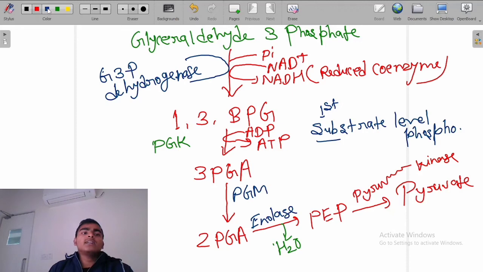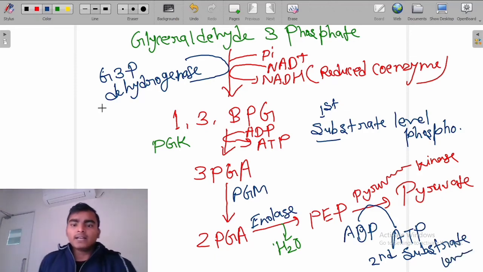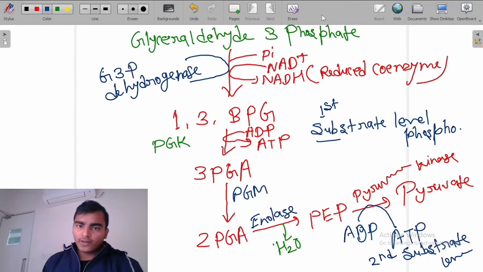Pyruvate kinase, that means it is again going to do a phosphorylation, and the phosphorylation is of an ADP molecule which is present in the cytoplasm. ADP will be converted into ATP. Now that is the second substrate level phosphorylation. So now you can see that all the 10 steps of glycolysis have been completed.